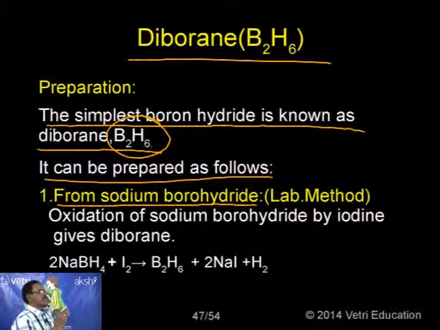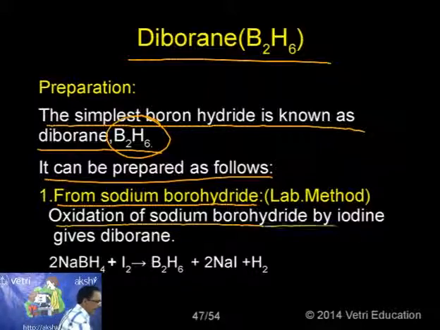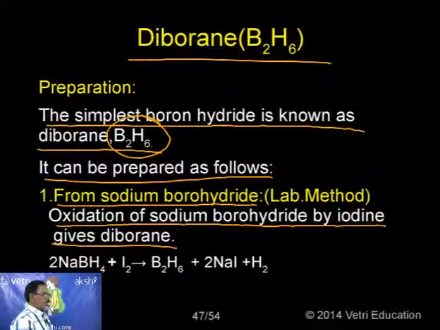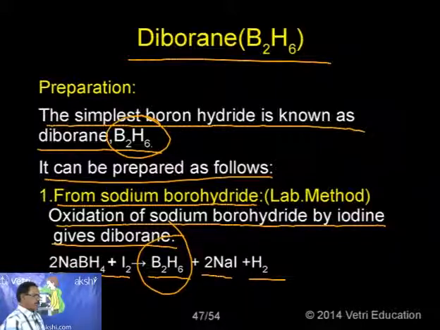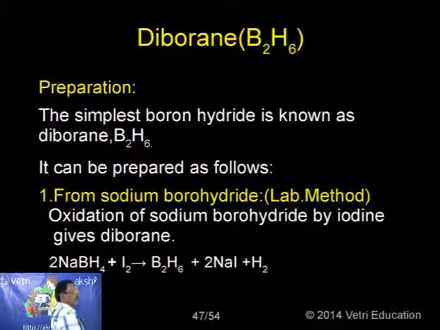What is the laboratory method for the preparation of diborane, B2H6? The first method is oxidation of sodium borohydride by iodine. 2 moles of NaBH4 react with 1 mole of I2 to produce 1 mole of B2H6, 2 moles of NaI and 1 mole of H2. So we are getting diborane from sodium borohydride by simple treatment with iodine.